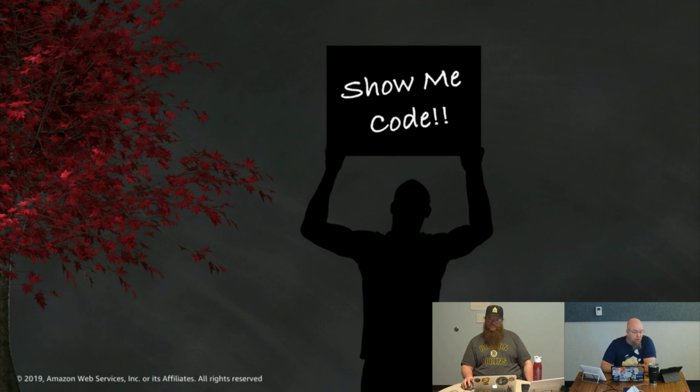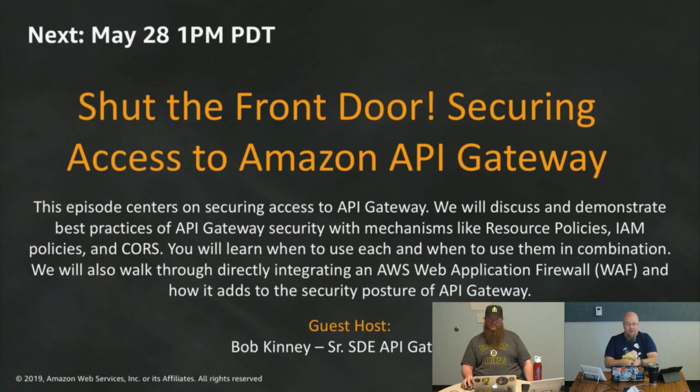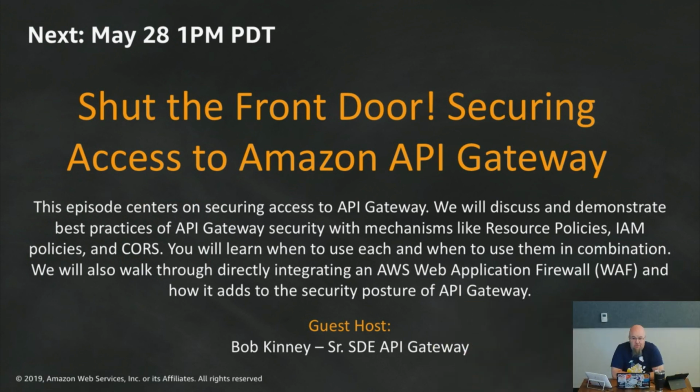Actually, Bob's going to be joining us in 2 weeks as we continue our series. The next thing is security. We're going to talk about shut the front door. We've actually broken security down into 2 things. This first one is shut the front door, securing access to Amazon API Gateway. We're going to be talking about how you lock it down. How do you protect your API Gateway with services like WAF and IAM and different things like that.